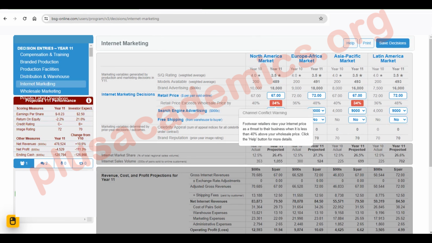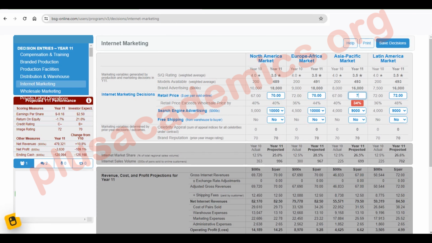So you can see in North America previously we had our price of 67, and now we are increasing to 68. Still it is not enough, so let us go to 70. Also in Europe, Africa, let us change to 70. Asia Pacific 70, and lastly Latin America, all of them let us change to 70.